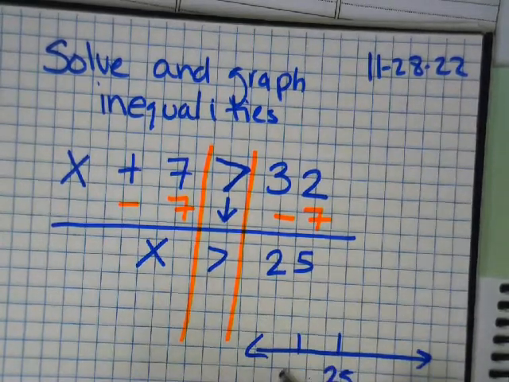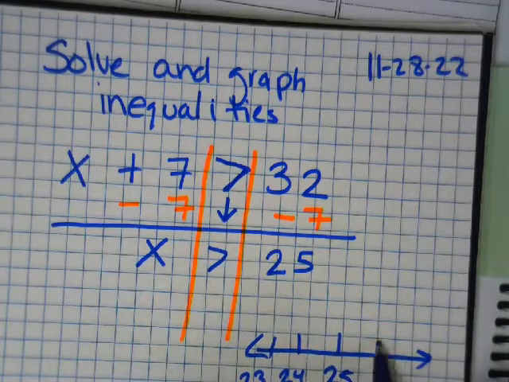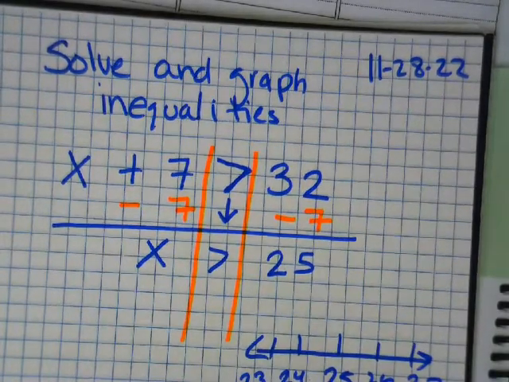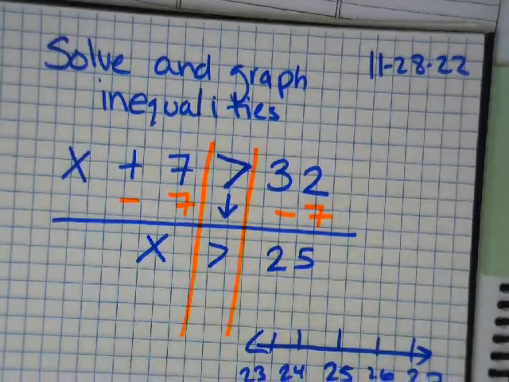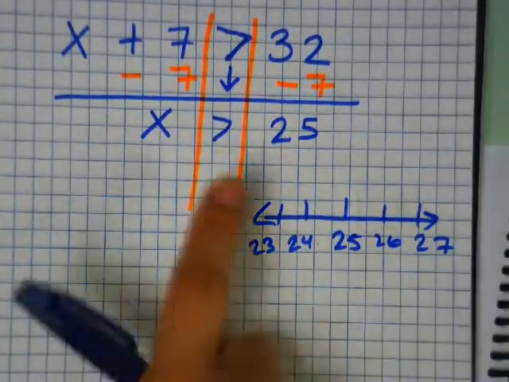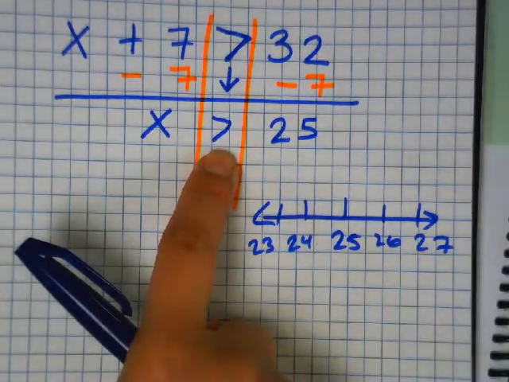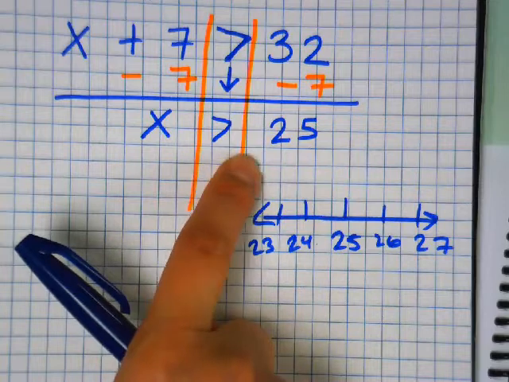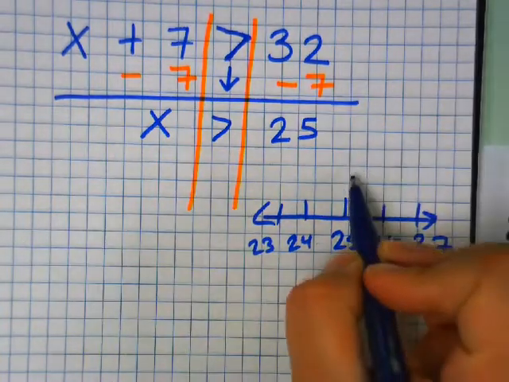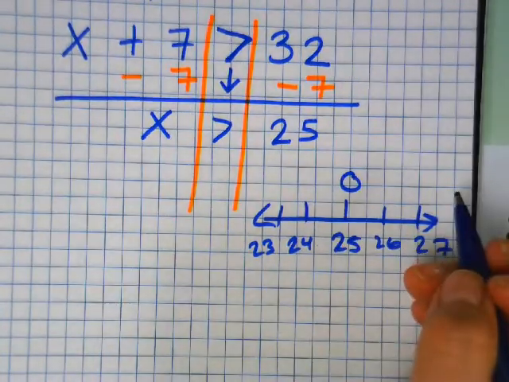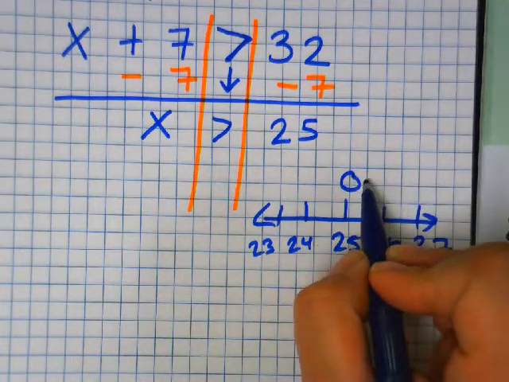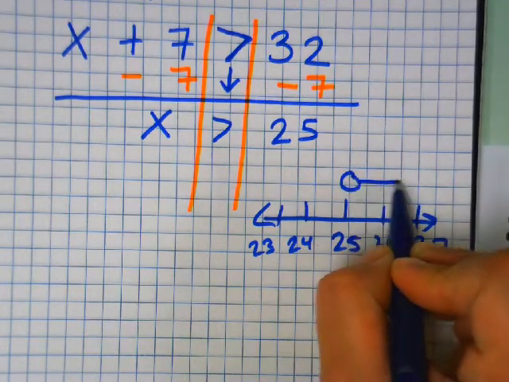25, 24, 23, 26, 27. Open or closed circle? What does this tell you? Open. Is there a line at the bottom? Nope. So it's an open circle, and you're going to shade to the right.